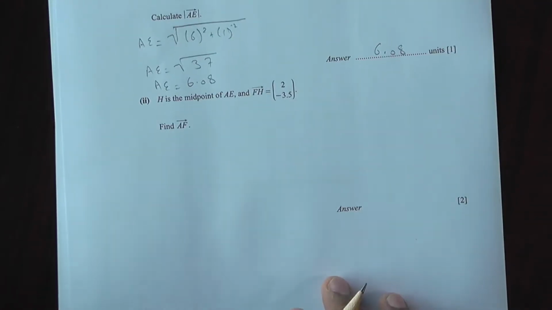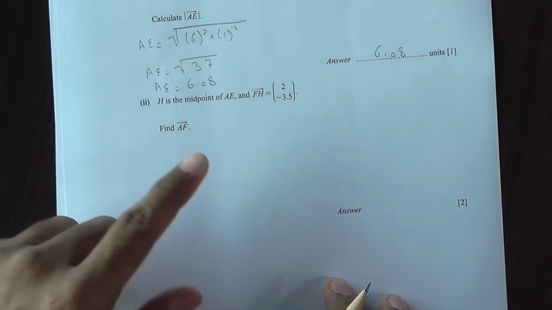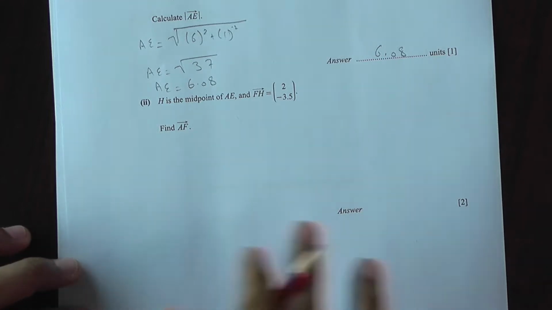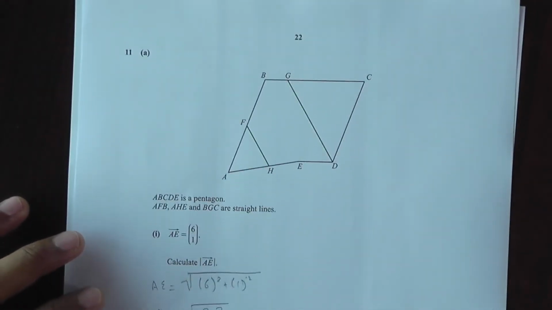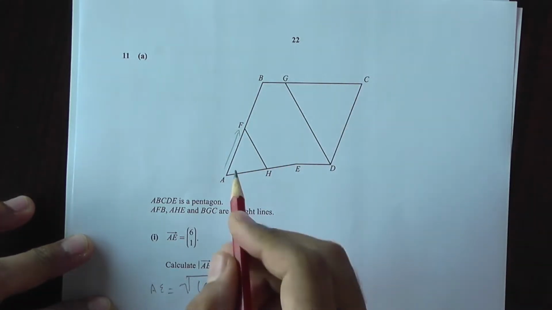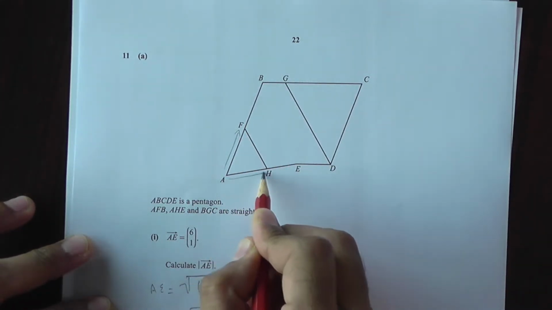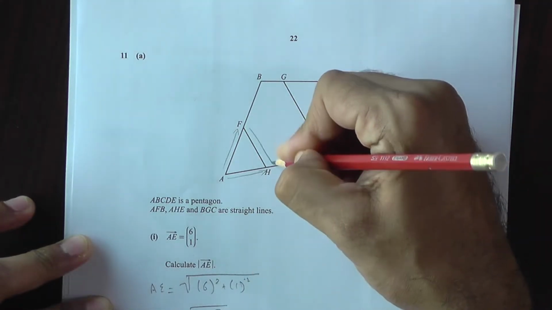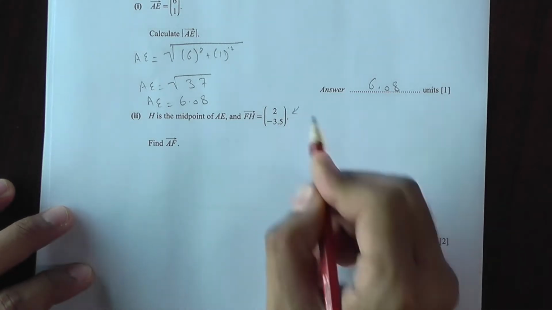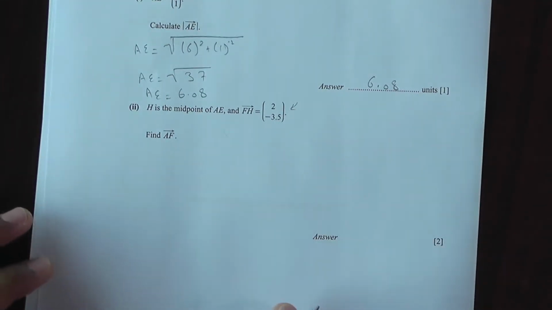The next part says H is the midpoint of AE, and FH is equal to (2, -3.5). Find AF. That means if you look at this diagram, they're asking us to find this vector right here. In other words, we can go from A to H and then back from H to F. And they've given us the vector FH right over here.